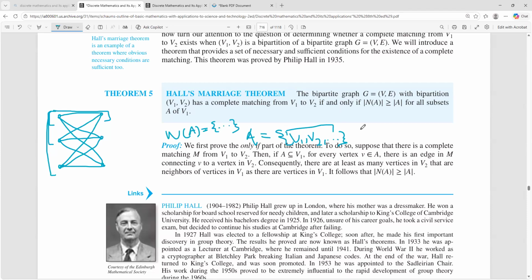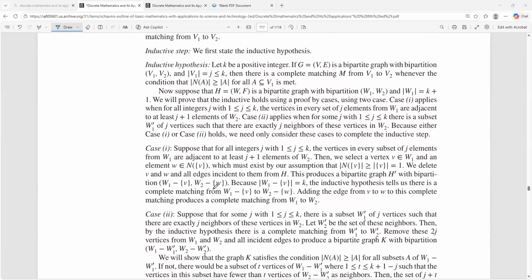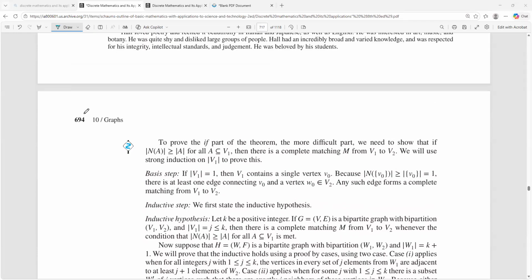So now this is saying that regardless of whatever subset of vertices I take from the bipartite graph, I will get a complete matching if and only if the neighborhood of whatever subset I take is greater than or equal to the number of vertices in that set. If you need to prove it, you need to prove it with induction. I'm not sure if Kong teaches induction.